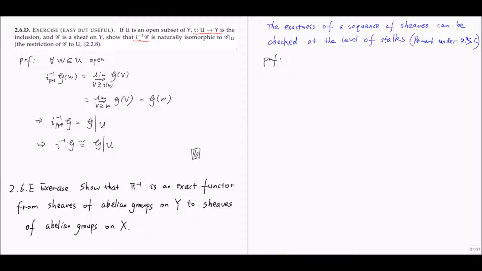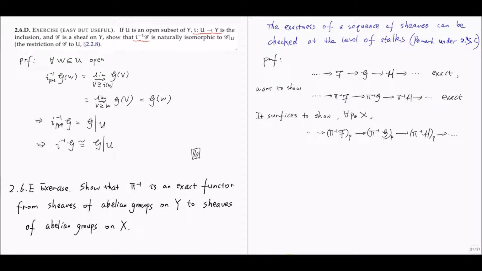Suppose we have an exact sequence of sheaves of abelian groups, and we want to show the induced inverse image sheaves form an exact sequence. To this end, we take the stalk of this sequence. But we know that these terms are naturally isomorphic to stalks at somewhere of F and G and H. If Q is equal to pi of P, then pi inverse of F stalk at P is isomorphic to the stalk of F at Q. And similarly for G and H.